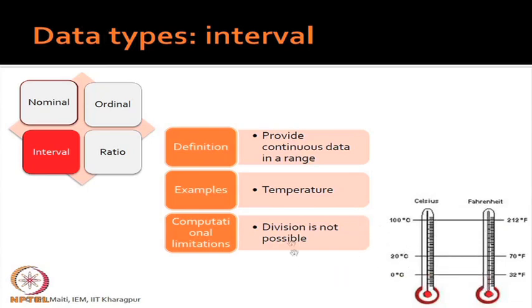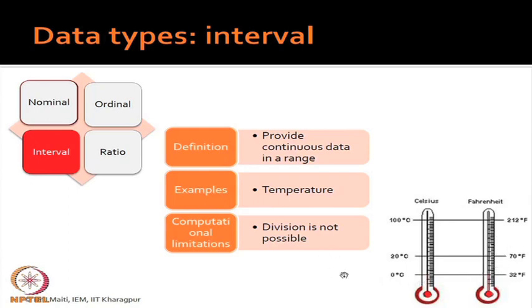Now what will happen? Suppose I measured a temperature: today's day temperature is 20 degree centigrade, tomorrow 30 degree, and maybe the day after tomorrow again 21 degree. If I want to do the averaging, I can add them and then divide by 3, and I will get that 3 days average. If I do the same thing in Fahrenheit also, it is possible, I can do that similar thing.